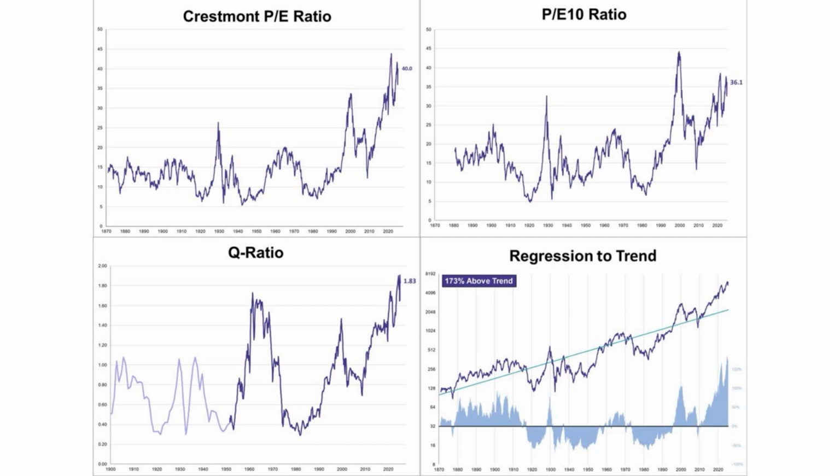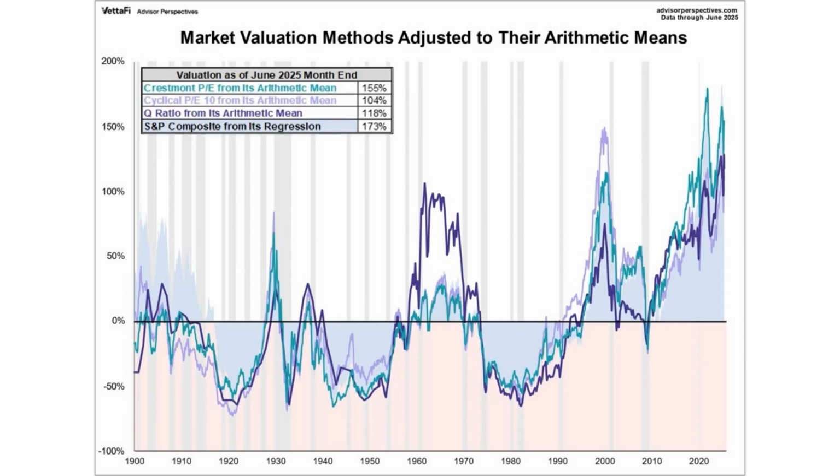However, one thing they have in common is that these indicators and others help gauge whether the market is over, under, or fairly valued compared to historical norms. By analyzing multiple indicators, we get a broader, less volatile perspective than if we just relied on a single one. To simplify comparisons, I've adjusted the 2 PE ratios and the Q ratio to their arithmetic means and the inflation-adjusted S&P composite to its exponential regression. On the vertical axis, you can see how much each metric deviates from its mean.